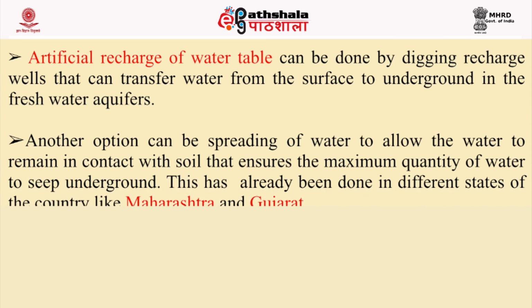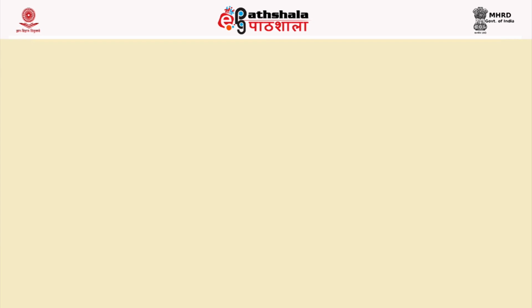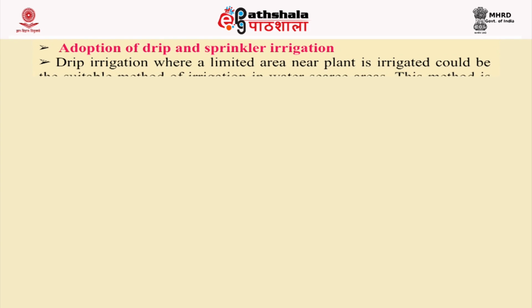Another option can be spreading of water to allow the water to remain in contact with soil, that ensures the maximum quantity of water to seep underground. This has already been done in different states of the country, like in Maharashtra and in Gujarat. Another option is adoption of drip and sprinkler irrigation systems.